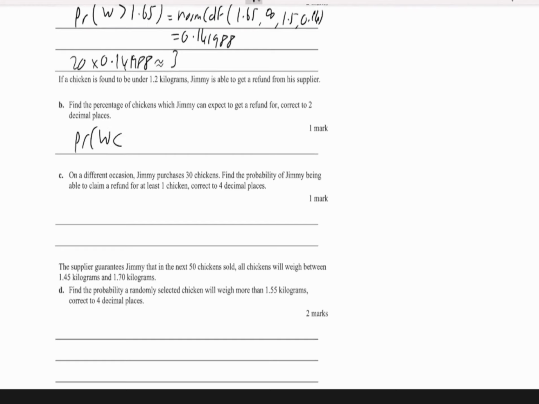PR W is less than 1.2 equals, you can just use your CAS again, it's a norm CDF function, and that's equal to 0.016062.